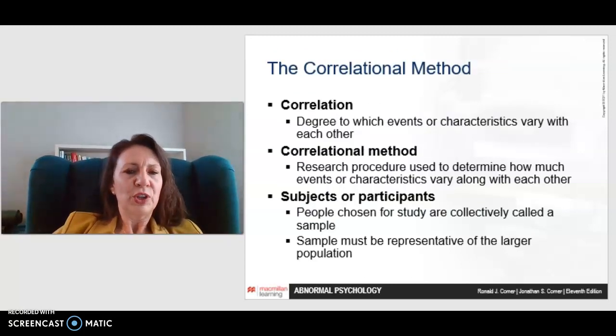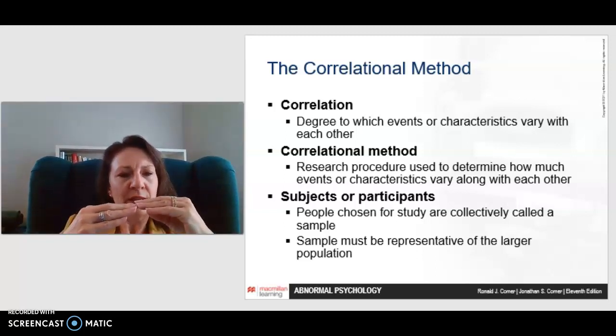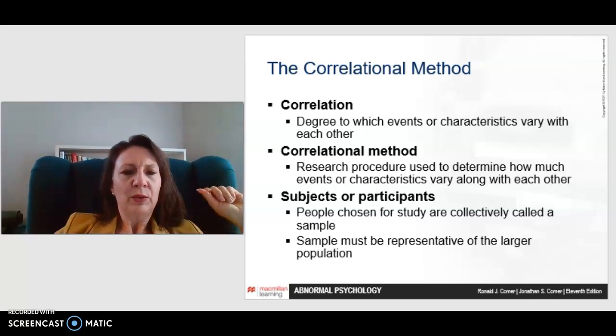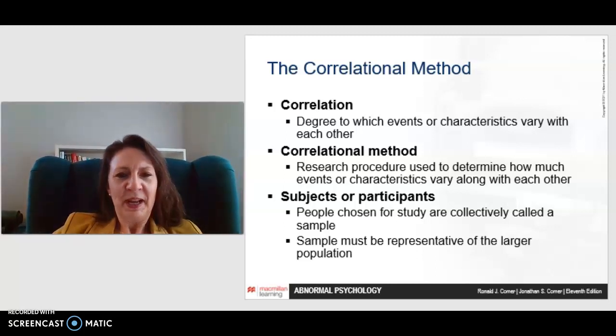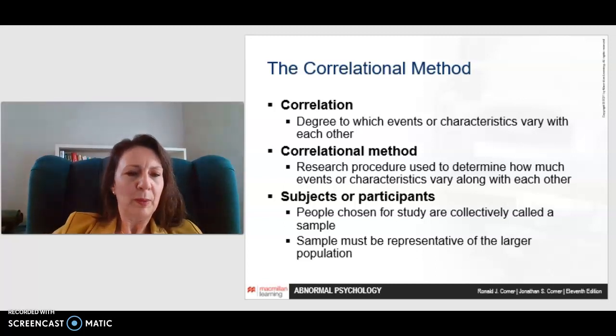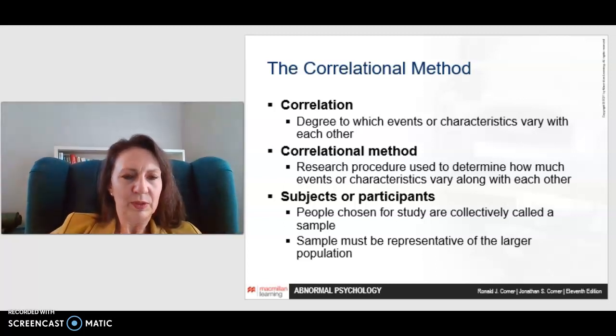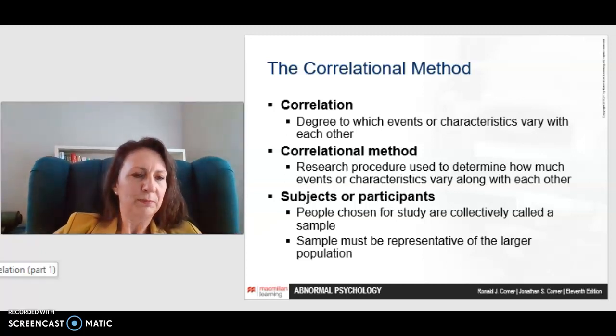So when we're looking at a correlation, that's the degree to which events or characteristics vary with each other. So they're either going to tie together nicely or they're going to diverge. And the correlational method is a research procedure that's used to determine how much events or characteristics do vary along with each other. The subjects or participants are people that are chosen for the study that are collectively called a sample. The sample should represent the larger population. So if you're trying to mirror what's going on in our country, you would want to have the same type of demographics in your study as we have in our country.